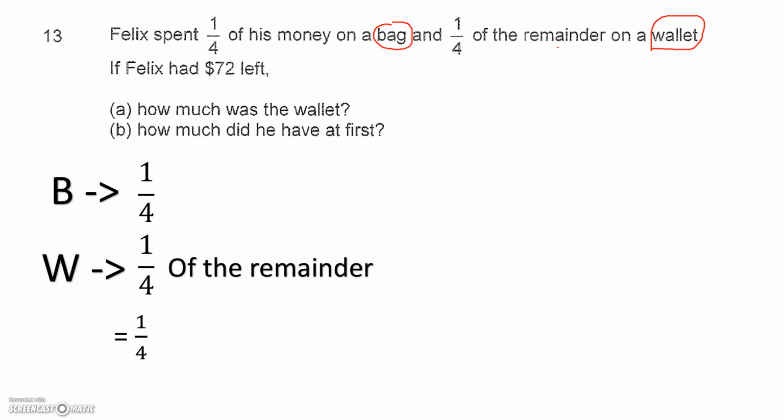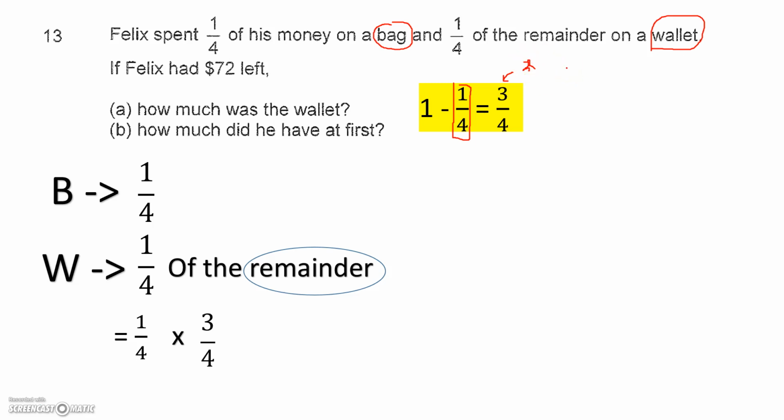So let's find out what this remainder is first. We don't know what that remainder is, but we know that everything starts off with one whole. Since 1/4 has been used to buy a bag, 3/4 is actually the remainder. So I denote it as R. So the remainder is actually 3/4. So for the wallet, if you multiply them together, it gives you a total of 3/16.